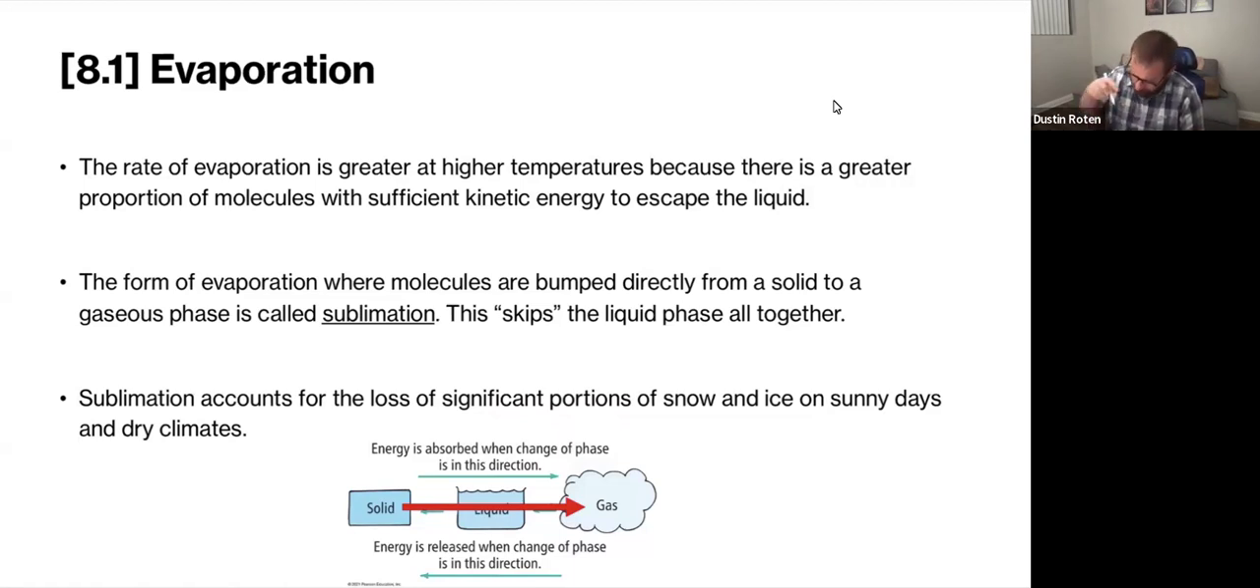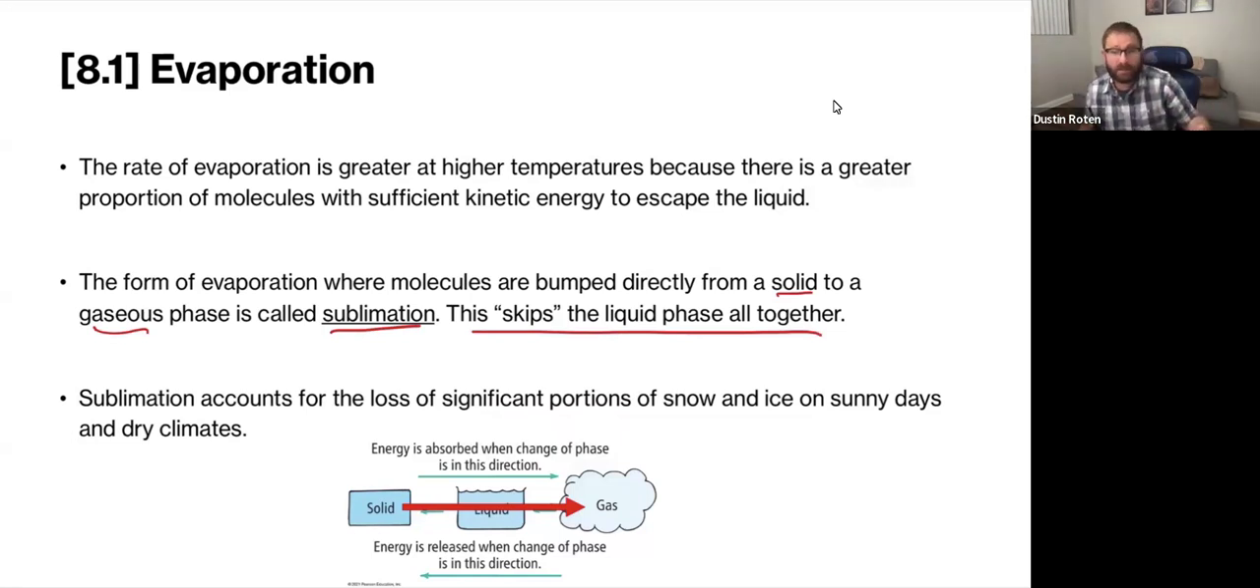What's really interesting is you can actually have a situation instead of a solid turning into a liquid and then evaporating, you can actually skip all that. Through the process of sublimation, you can have a solid that goes straight to the gaseous phase. So from solid to gaseous phase, you skip the liquid phase completely.